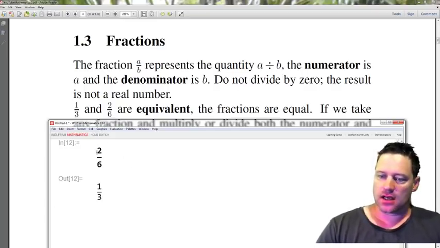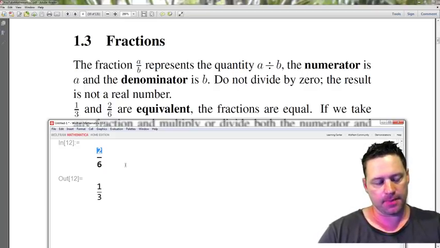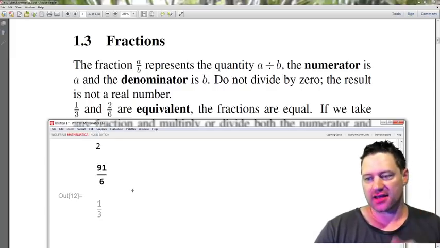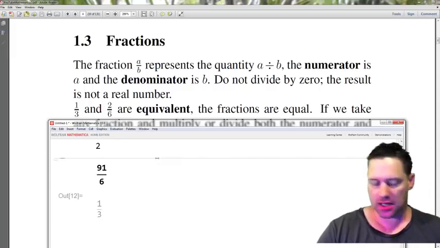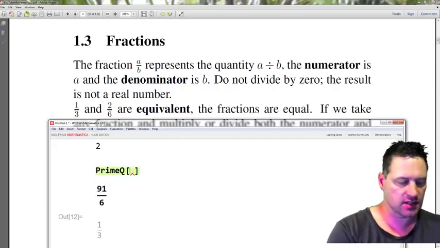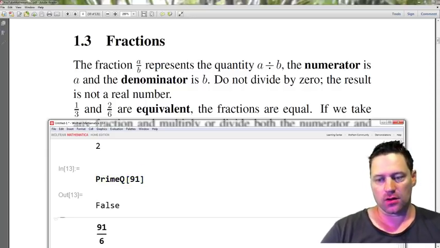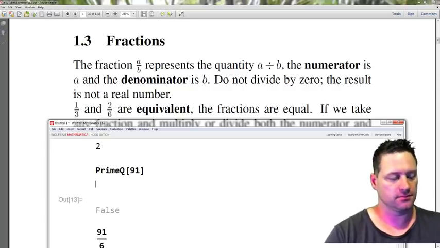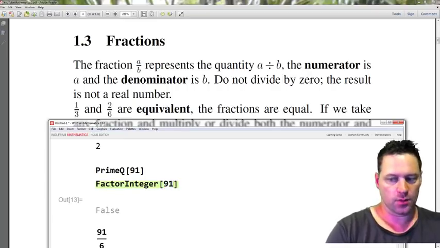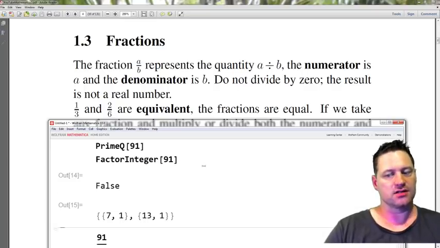Now let me think. 91 is composite, right? Let's just check that, in case my memory is bad. I'll use PrimeQ, which is another built-in Mathematica function. This is a question: is 91 a prime number? False. Since it's false, let's try to factorize it. FactorInteger 91. This says that 91 is 7 times 13.